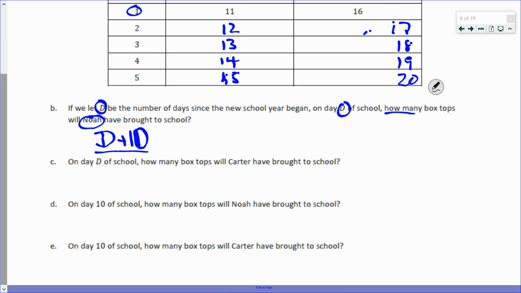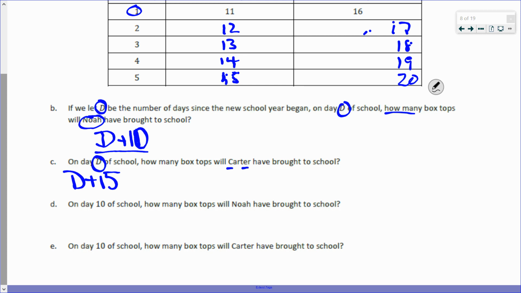Guys, here's our big one. Now that we've talked about that, let's talk about Carter. We're going to go through that same exercise on any day D of school. What expression would I use to find out how many Carter has brought to school? KO? D plus 15. Wow, you guys just keep rolling. So is everybody okay with that one?